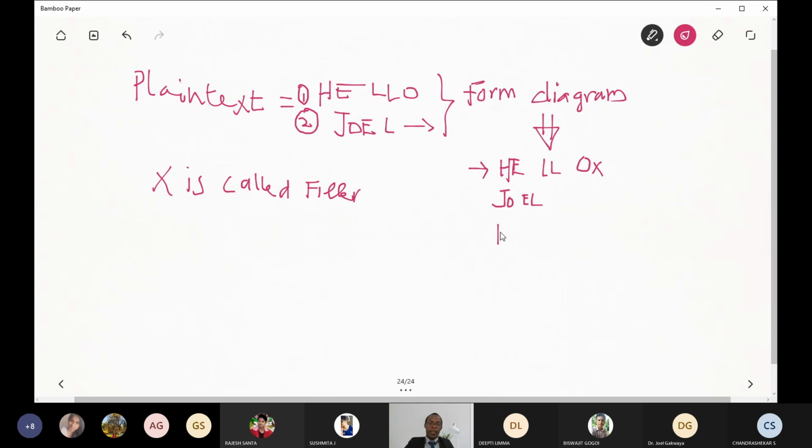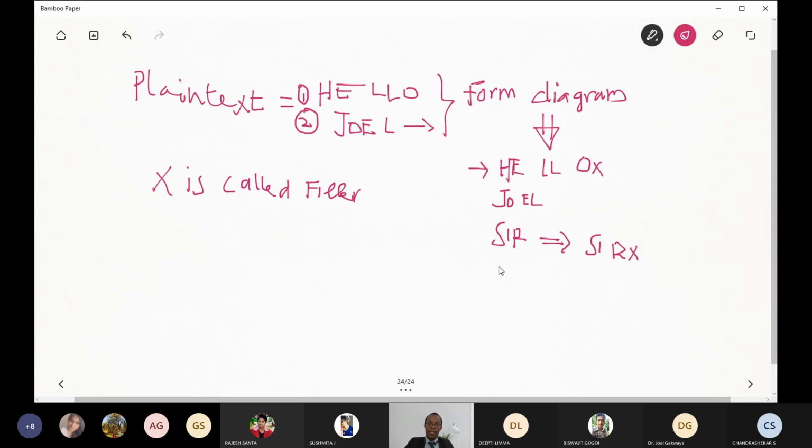Let me take another example, for example Sal. To make a diagram, we do S-A, then L is alone. We have to make a duo. Duo means 2 letters at a time. Then L is alone, so I put X.